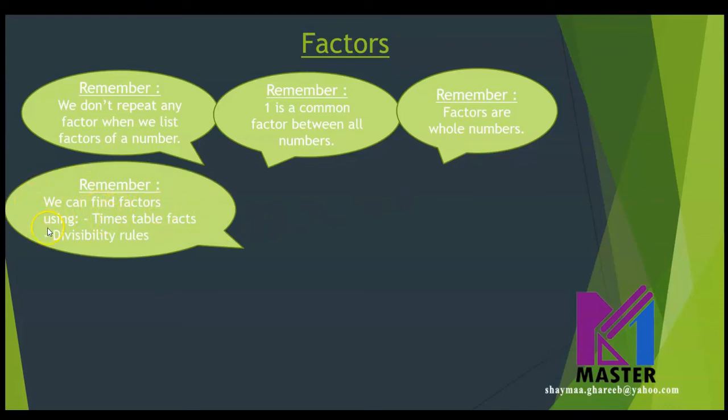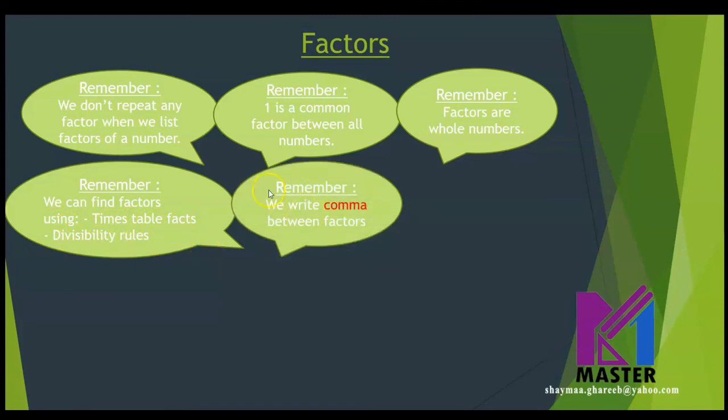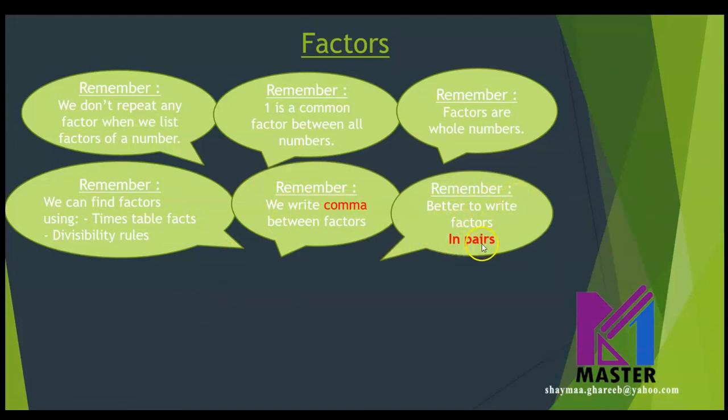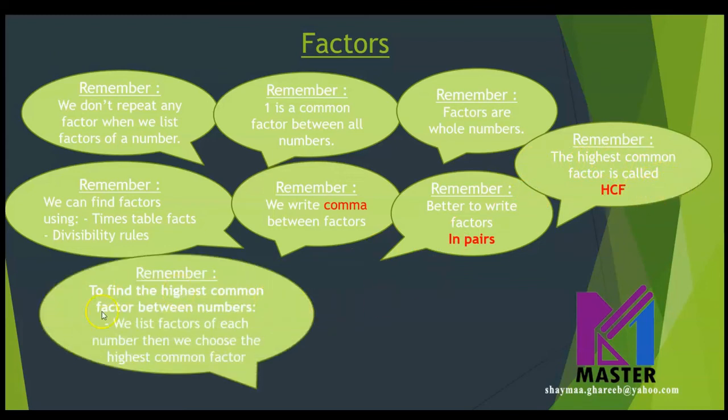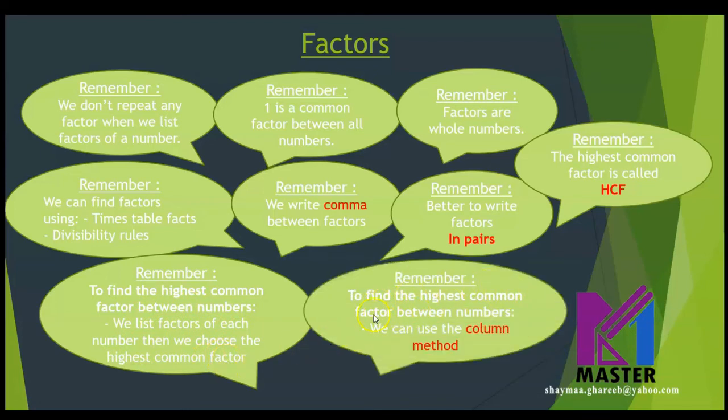We can find the factors using times table facts or divisibility rules. We write comma between factors. Better to write factors in pairs, as we said, to avoid missing any factor. The highest common factor is called HCF. We can calculate the highest common factor by listing factors of each number, then we choose the highest common factor. We can also find the highest common factor between numbers using the column method. Is this clear now?